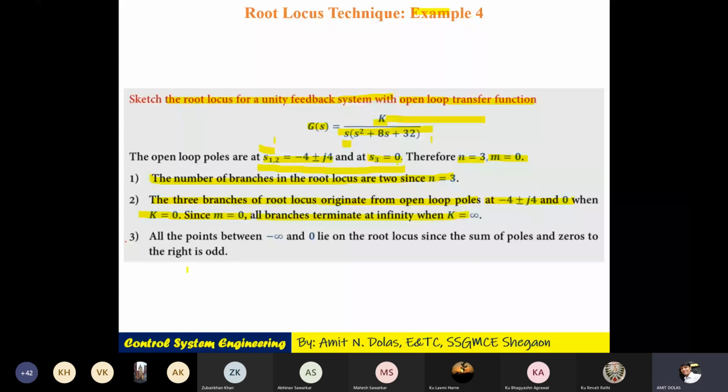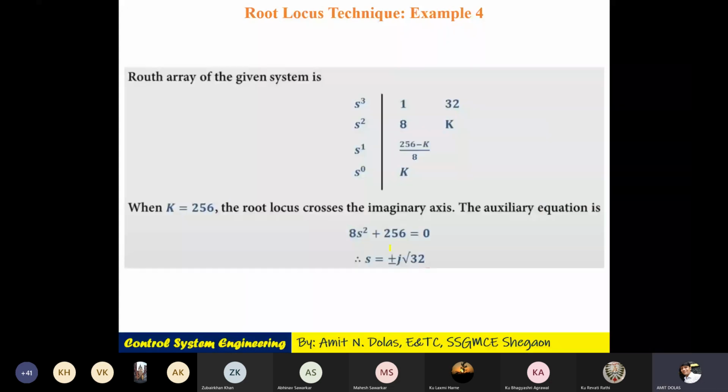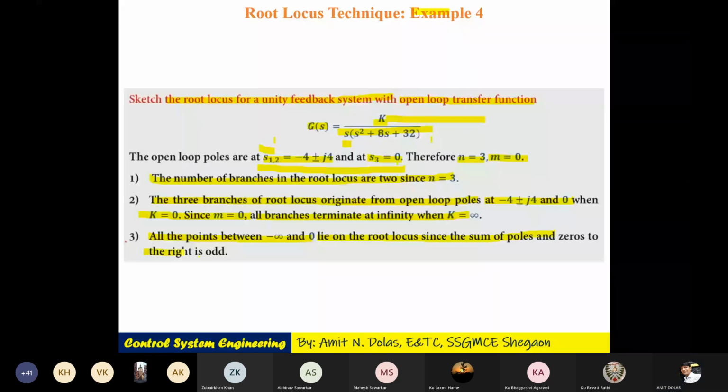So all the points from -infinity to 0 lie on the root locus. Let me see if the root is there or not. Okay, there is, so I'll not discuss it here. They lie on the root locus, since the sum of poles and zeros to the right is an odd number. Then proceeding for the root locus.